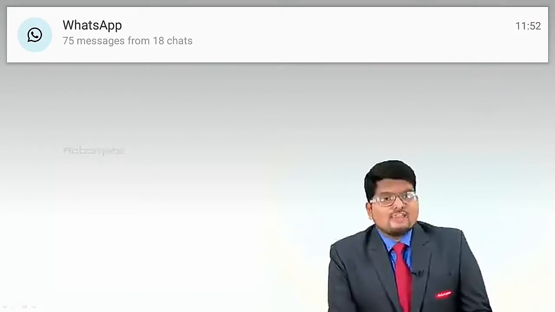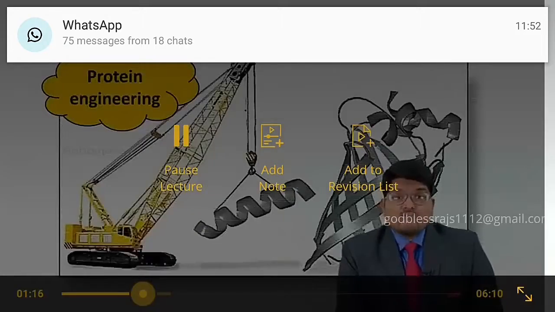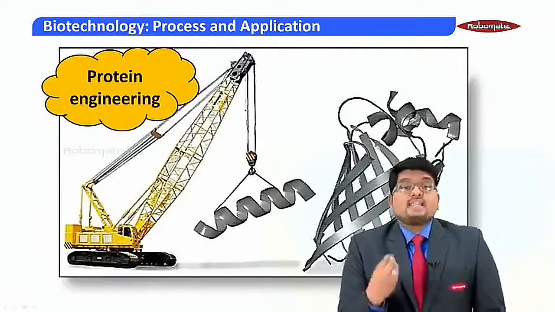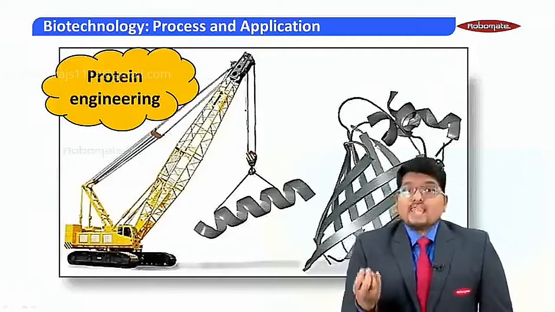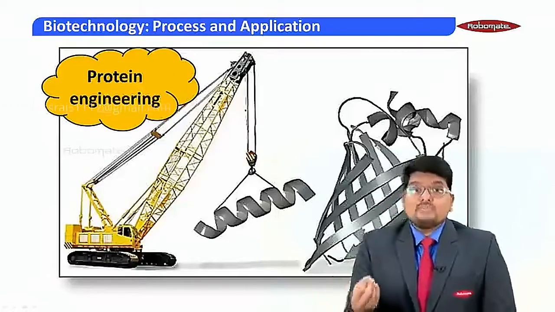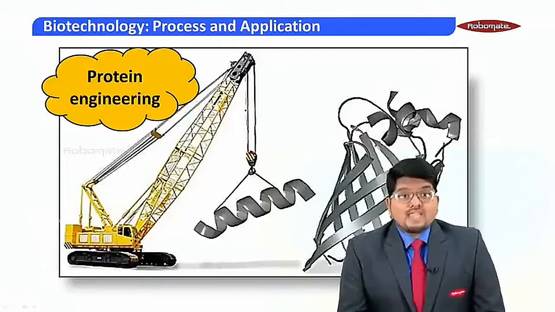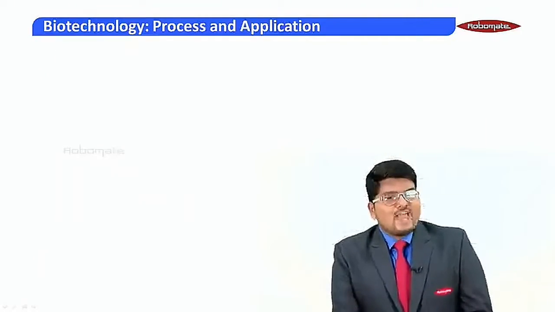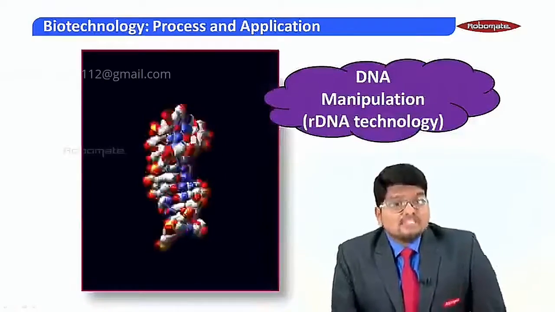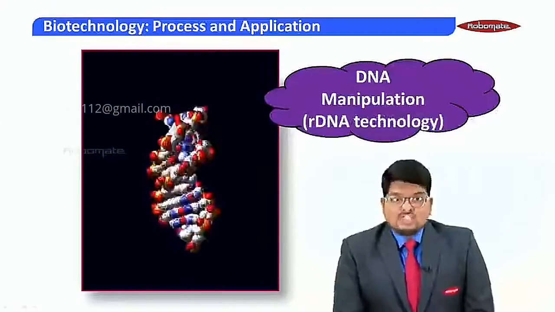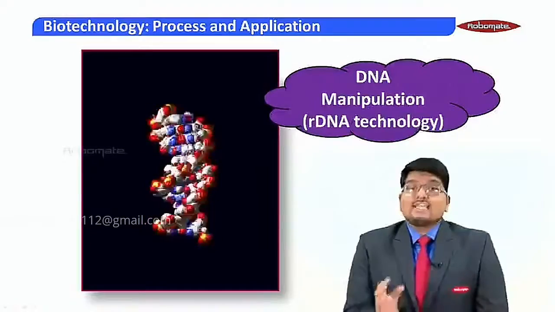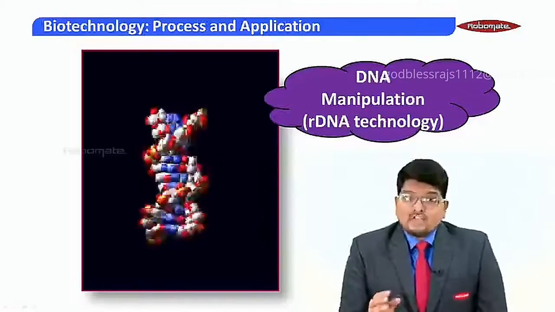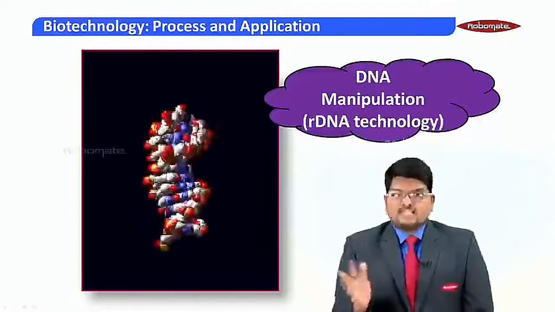Now let us have a look at another application. Here we have protein engineering. Now protein engineering is basically the designing, manipulation and construction of a protein to meet our desired end. So that is protein engineering. So the next application that we have here is DNA manipulation or rDNA technology, which is commonly called as genetic engineering or recombinant DNA technology. We shall be having a look at this technology in detail in this chapter.